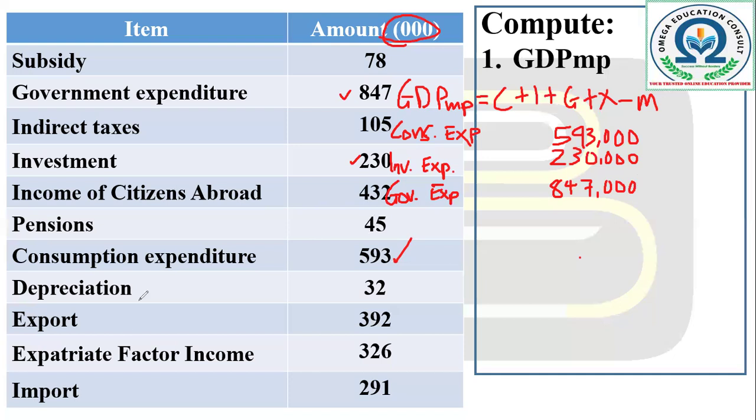So let's identify our exports. So exports here is given. So we clearly write our exports. So this is a short one, so I can write in full, but know that you always have to write in full. So export is 392,000. So 392,000.